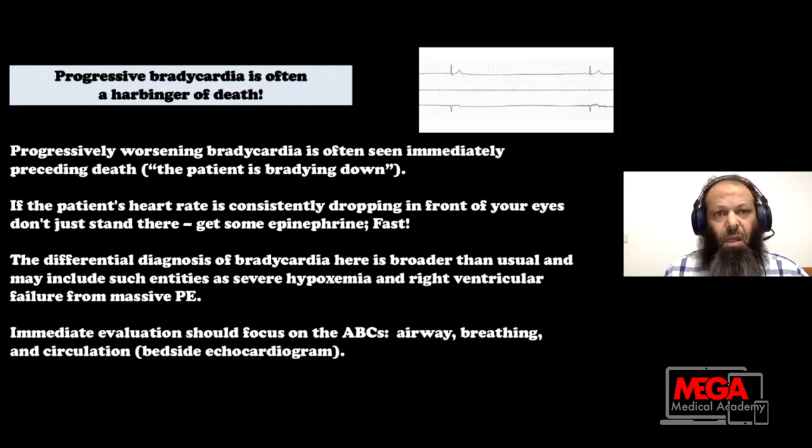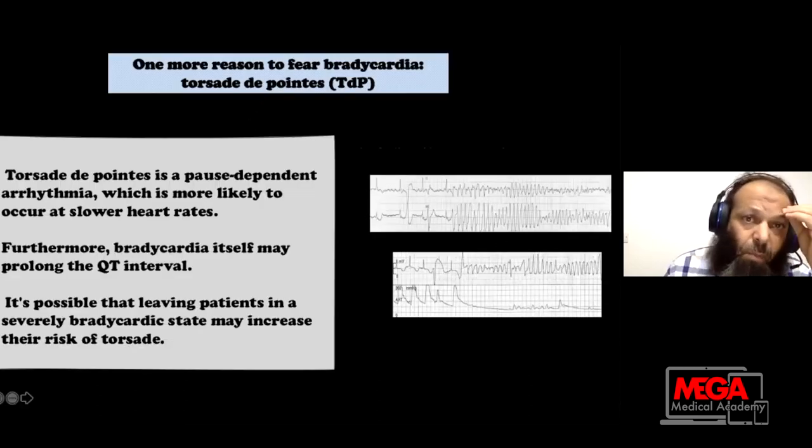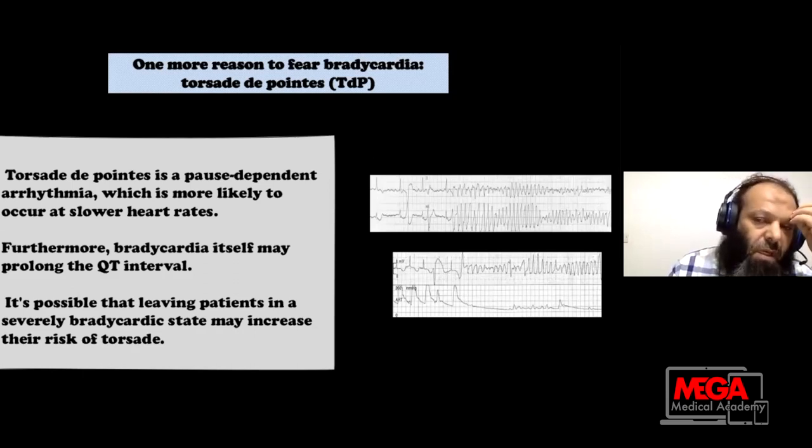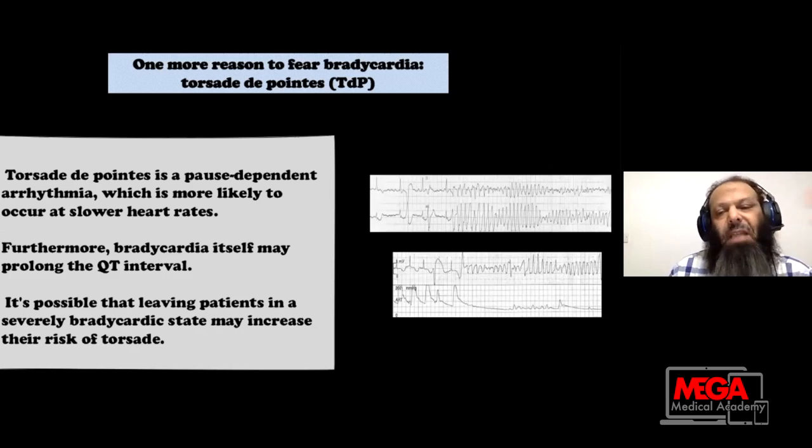So one more reason for bradycardia is Torsade de Pointes. This is a lethal rhythm. This is one of the examples of polymorphic VT, or what they call Torsade de Pointes. And this rhythm is one that we see frequently in the ICU, with many predisposing factors like myocardial ischemia or long QTc.